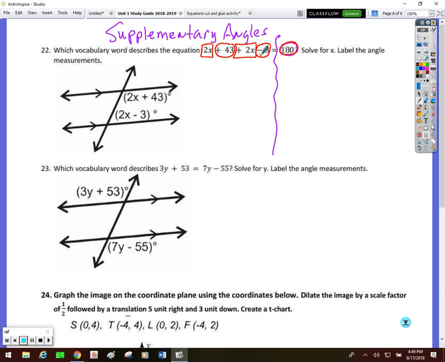Okay. So one thing I want to caution you against too, please, right here. These two are on the same side. So all we're going to do is pretend like we're dumping all these into one big box. If I have 2 x's and I add 2 x's to it, I have a total of 4 x's. Okay. Now this says plus 43 minus 3 is 40. So that's saying 4x plus 40 equals 180.